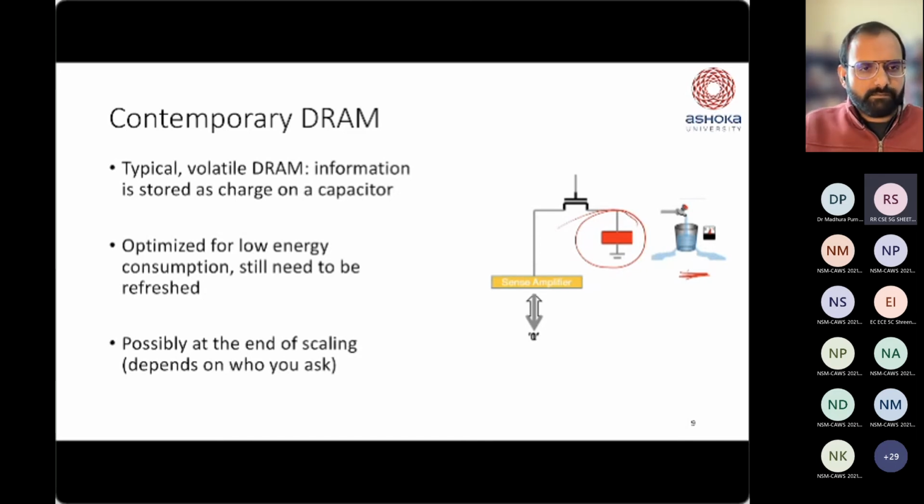that capacitor. Sorry, there is some sort of background noise there. If anybody is not muted, can you please mute it?